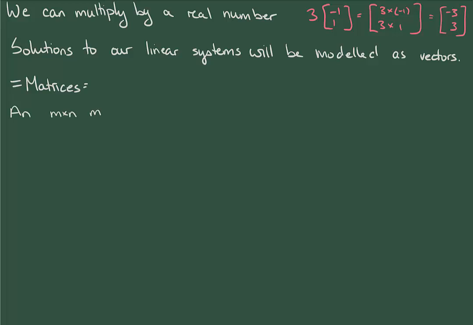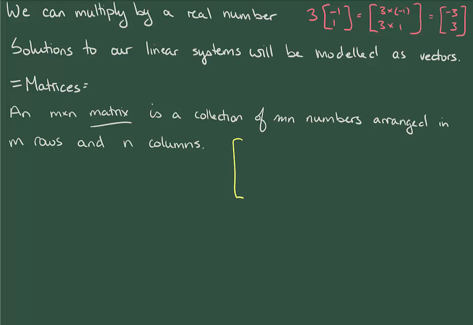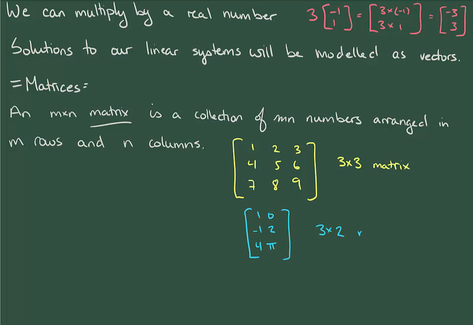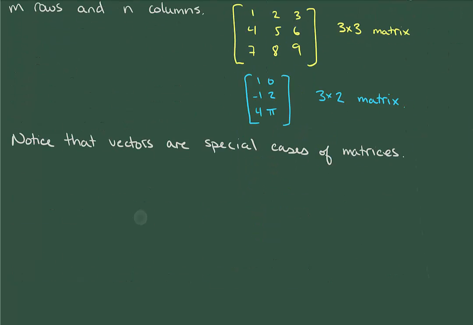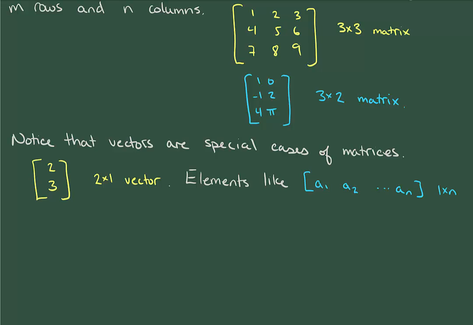Now closely related to vectors are matrices, and an m by n matrix is a rectangular box consisting of numbers arranged in m rows and n columns. So for example, I'll write down a random 3 by 3 matrix here. Notice that it has 9 elements arranged in 3 rows and 3 columns. But matrices don't have to be square. We could have done a 3 by 2 matrix. So hopefully you've noticed that vectors are just special cases of matrices. Our column vectors were n by 1 matrices, and while most of our vectors will be column vectors, a 1 by n matrix is indeed also called a row vector.